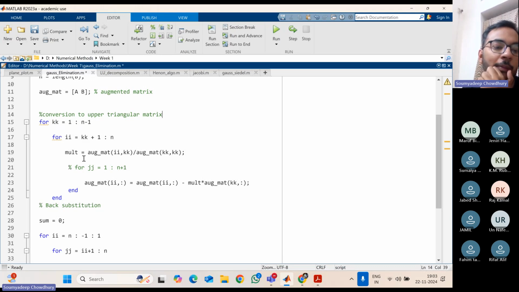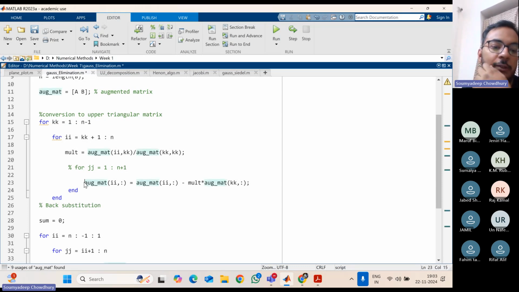Then I'm calculating the multiplier. That is, when I'm eliminating the 2 1 element, it is a21 by a11, right? So ii is the value of that particular row, and kk is the column. So it is always a21 by a11, or when you do for the third row, it is a31 by a11, or for the third row, second column, it is a32 by a22. Like that it is going on.